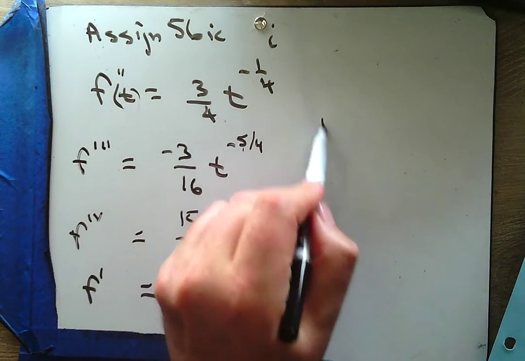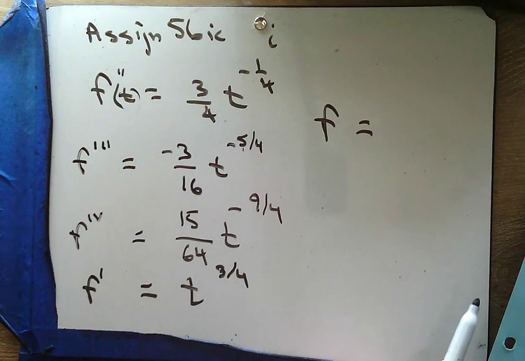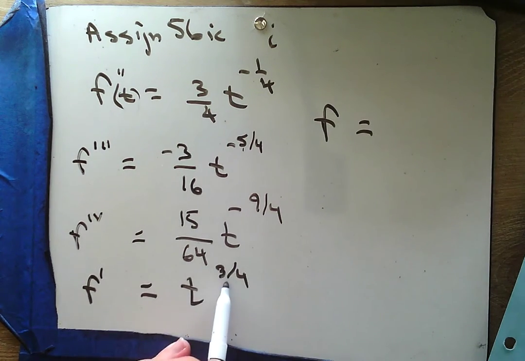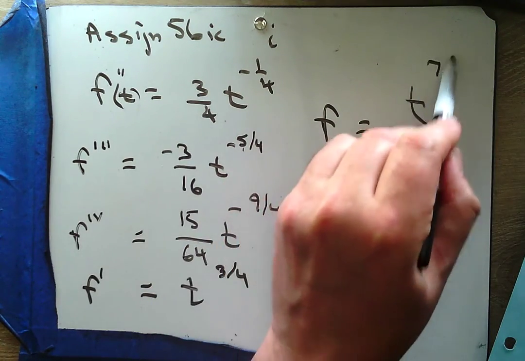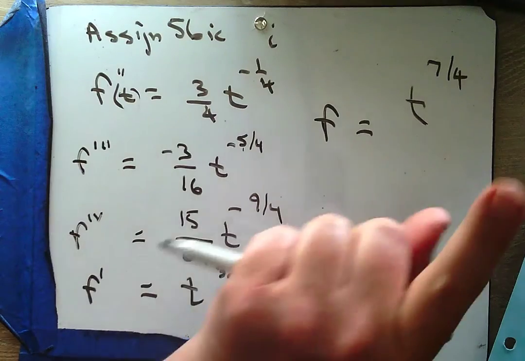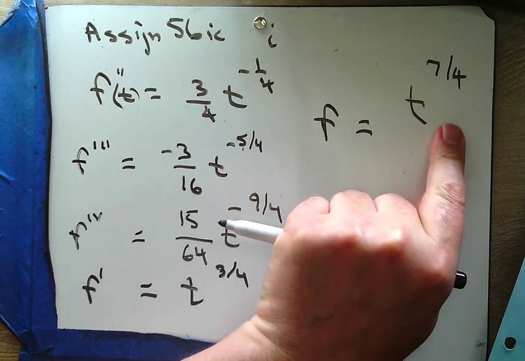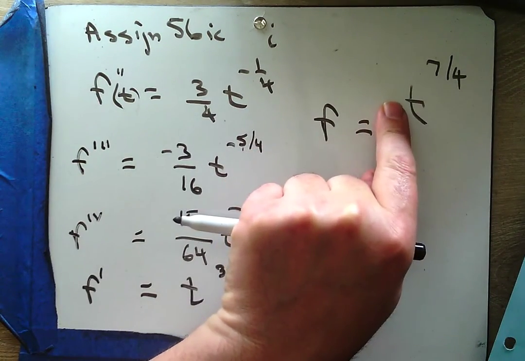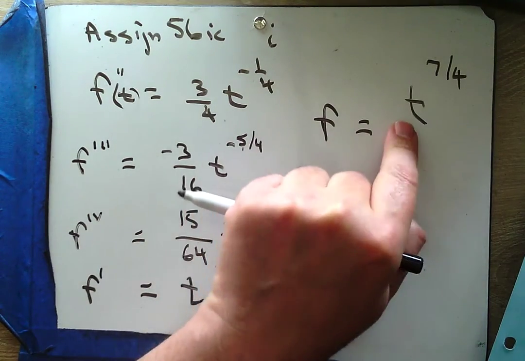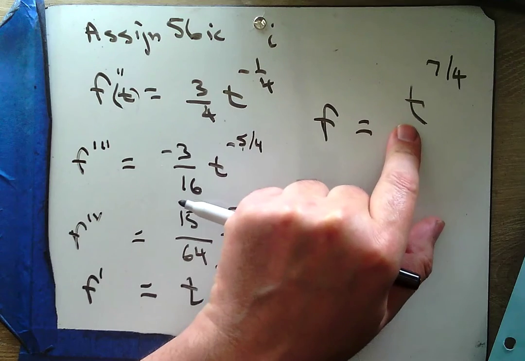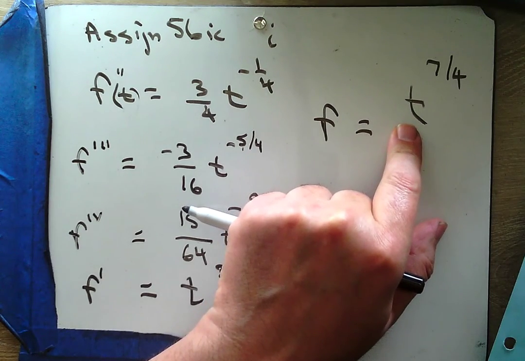And can I go back even further? Can you figure out what f is? Well, let's add 1 to this. That's 4/4 plus 3/4, which will be t to the 7/4. And yet, if I take the derivative of this, wouldn't that 7/4 come down here? But it's not there.